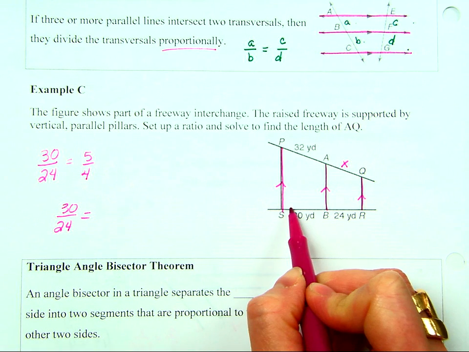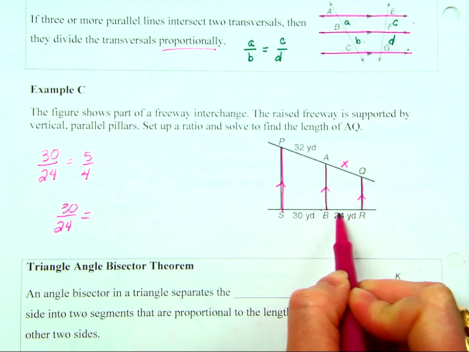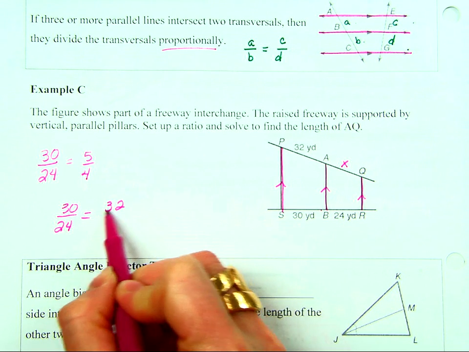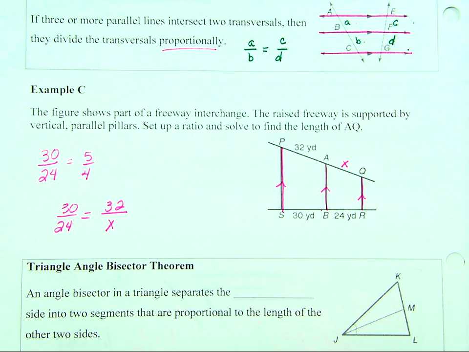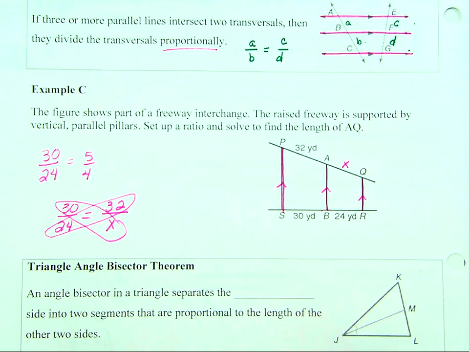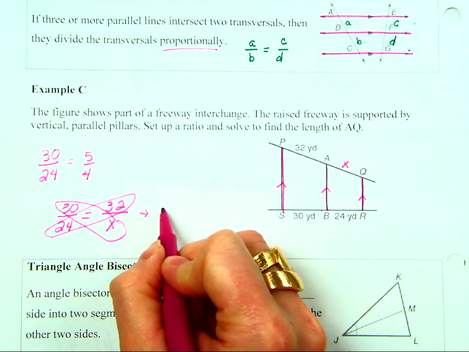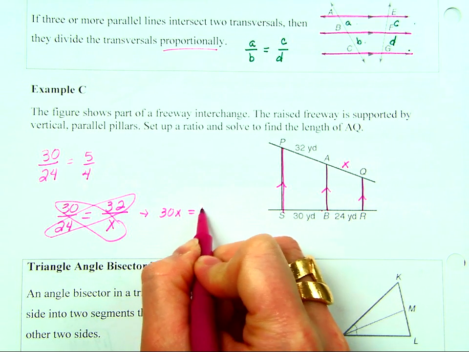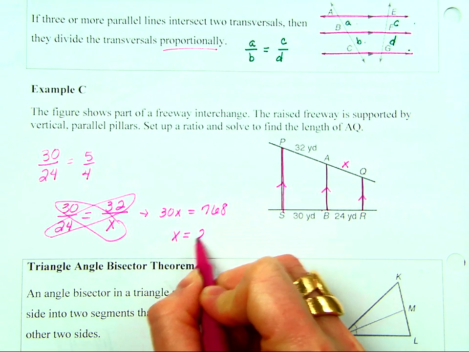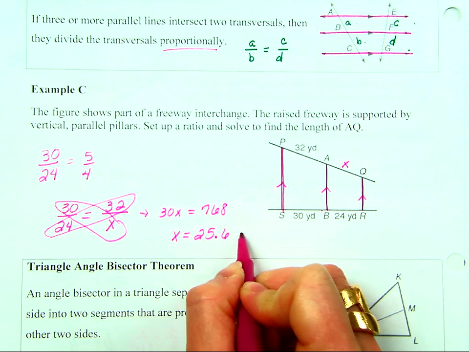If I do the longer segment over the shorter segment, I need to follow suit and do the same thing when I'm solving for x. All of this is in yards, so I don't have to do any converting. And then we would simply look again at solving our cross products. 30x equal to 768, and I would find out that x is 25.6 yards.